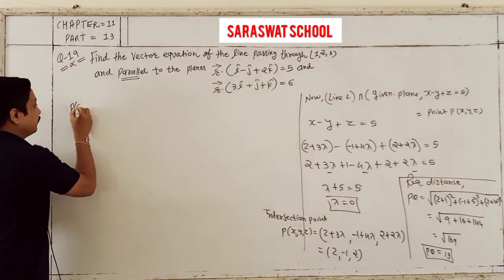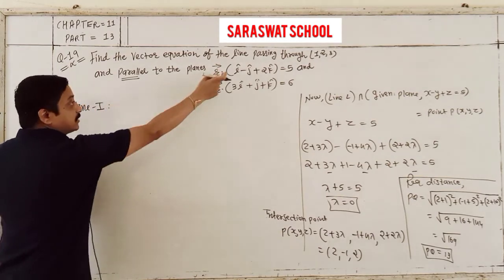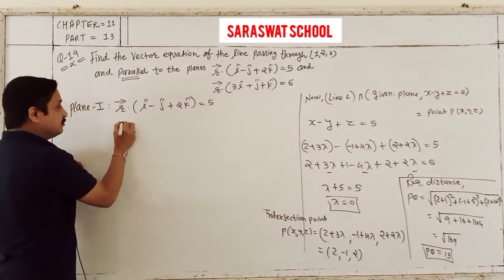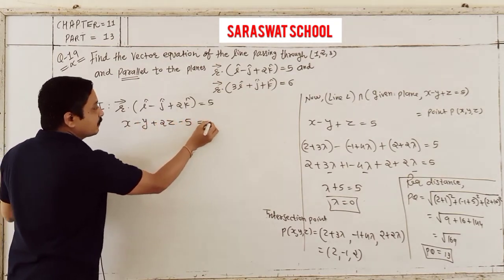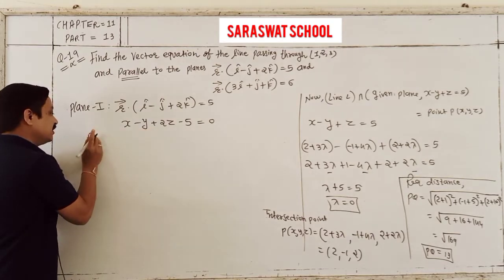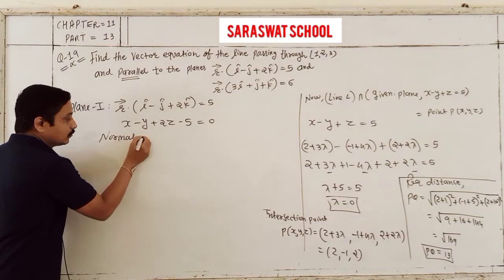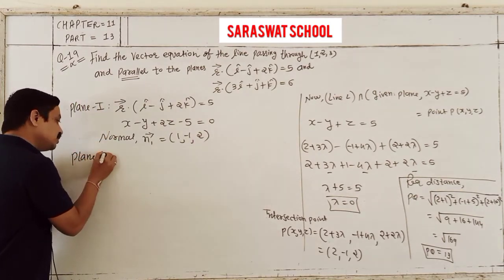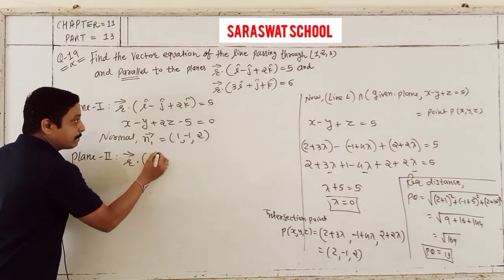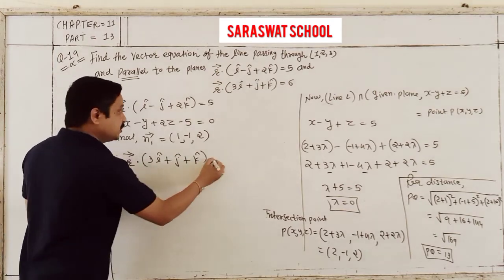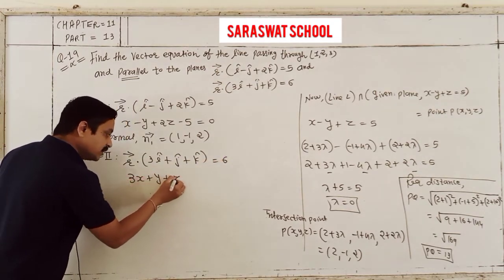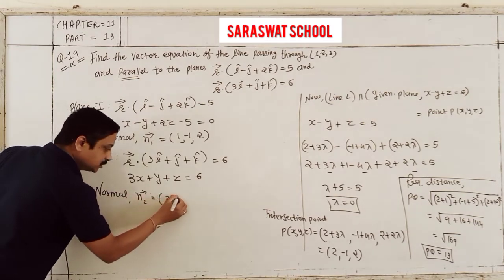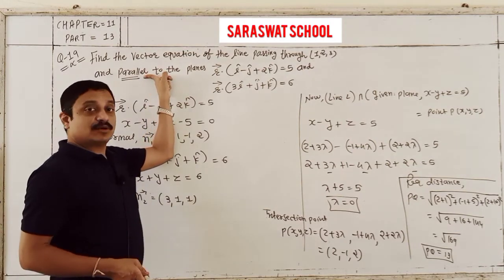So first of all, plane 1 is given as r dot (i minus j plus 2k) is equal to 5. It means x minus y plus 2z minus 5 is equal to 0, and the plane's normal n1 is simply (1, minus 1, 2). Similarly, going ahead to plane 2, my plane 2 is r dot (3i plus j plus k) is equal to 6. So here, 3x plus y plus z is equal to 6, and that becomes normal n2, (3, 1, 1).